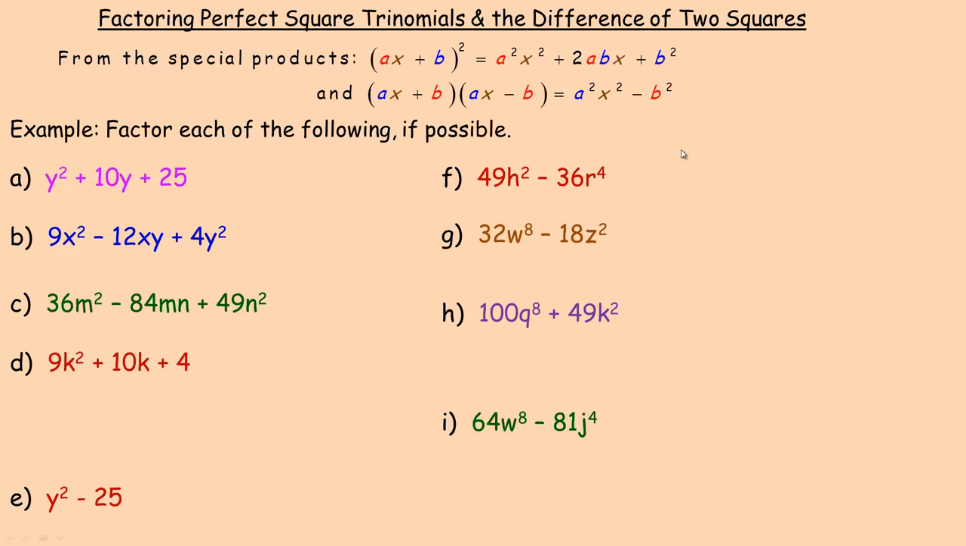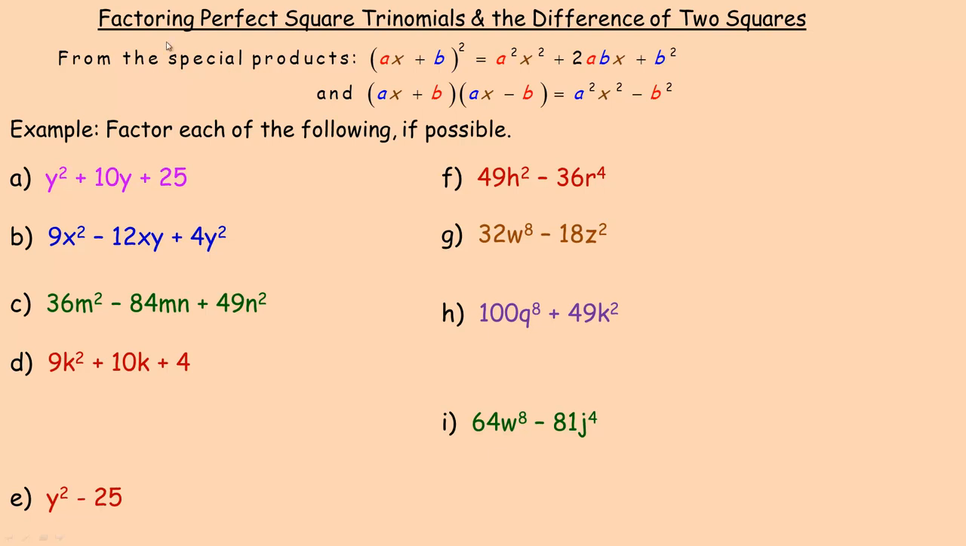In this tutorial, we'll take a look at a couple of factoring patterns. One's called factoring a perfect square trinomial, and the other is the difference of two squares. And this comes from what are called the special products, which are the opposite of each of these. Expanding and factoring are opposite operations.